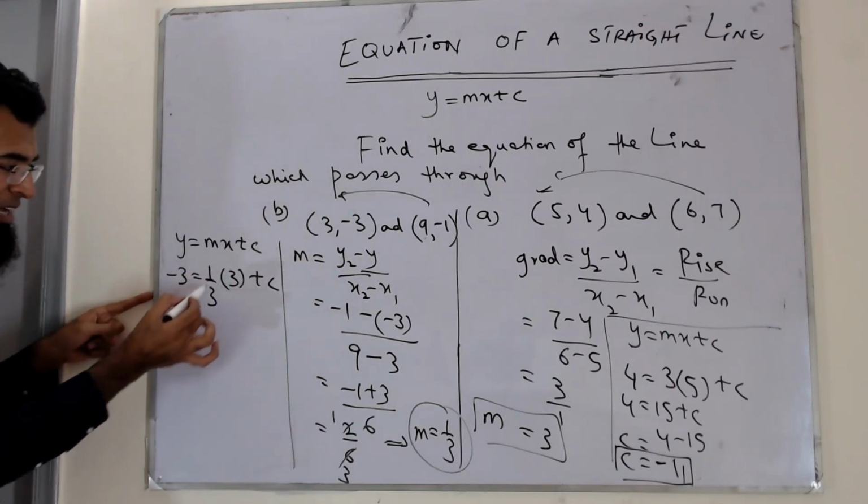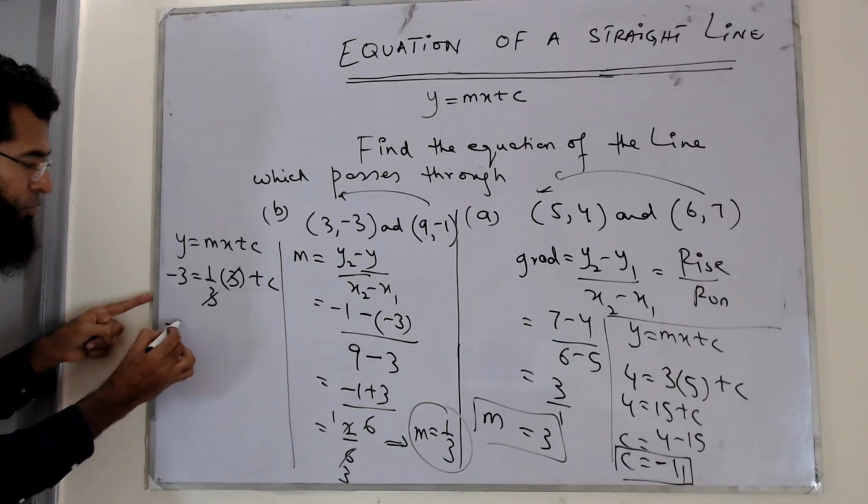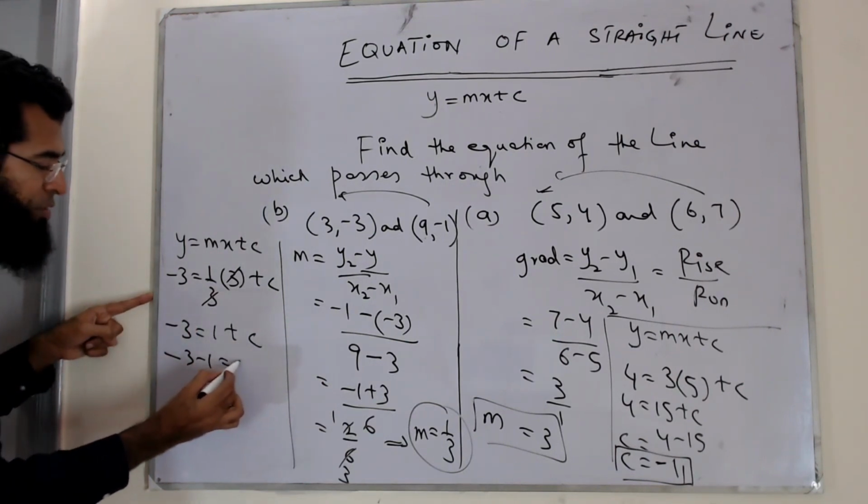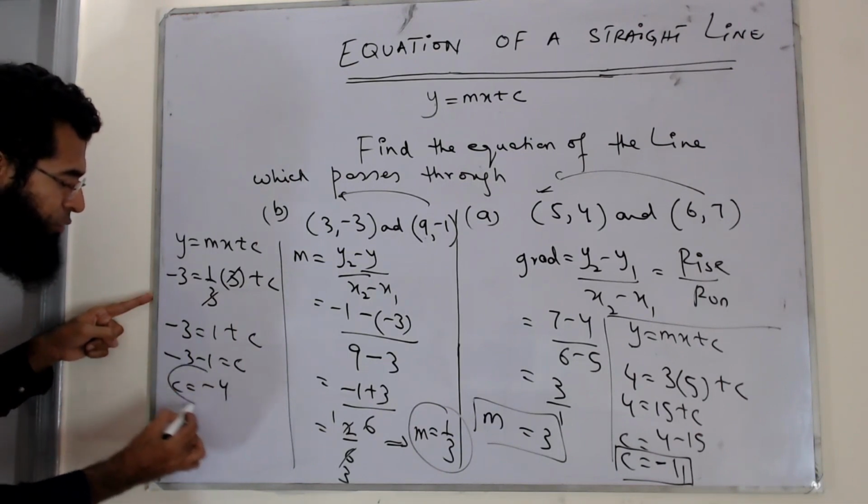So we can simplify this term. 3 over 3 is 1. So minus 3 is equal to 1 plus c. And you will subtract this. So minus 3 minus 1 is equal to c. So c is minus 4.